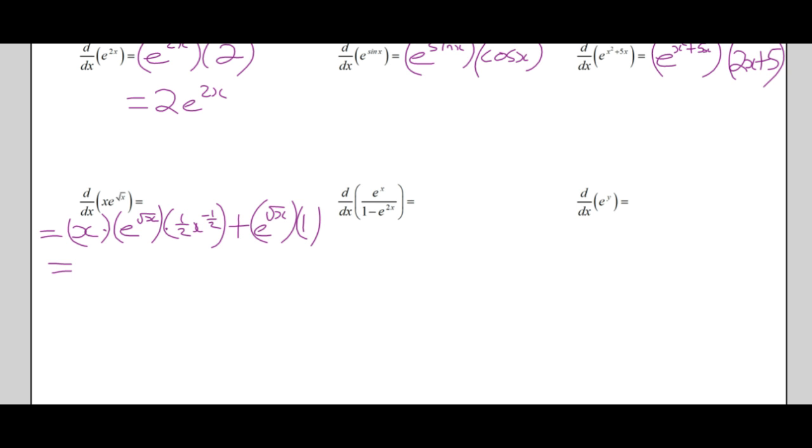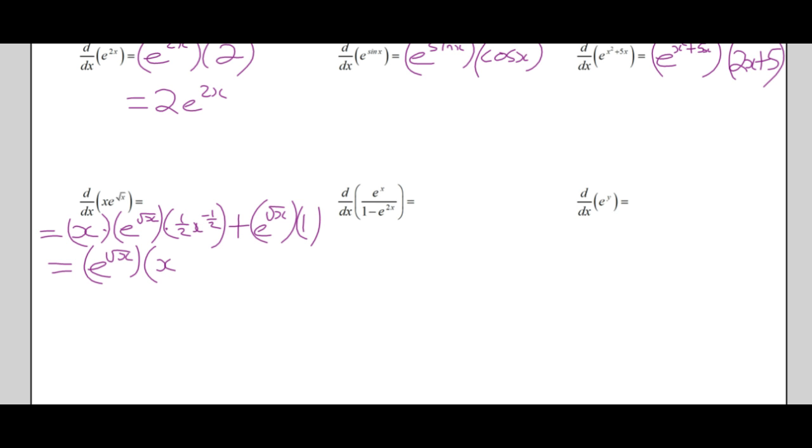Okay, what are we going to do with this? Pull out the e to the root x. It's a common factor. What else? You got an x on top. You got an x to the negative 1/2 on the bottom. You're going to simplify, right? Okay. So let's maybe just start by pulling out the e to the root x.